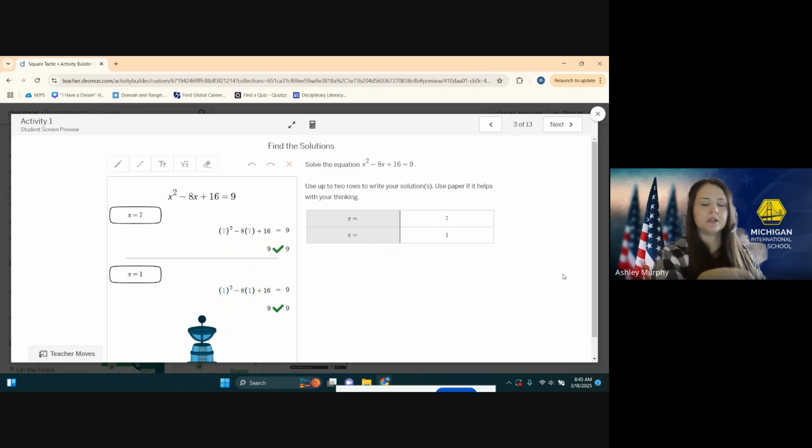And I'm plugging the solutions back in. Plug 7 in for x and see if it equals 9, and it does. That's how they're checking and showing their work there. Take the solution of 1, plug it in for x. Does it equal 9? Yep, it works there too.